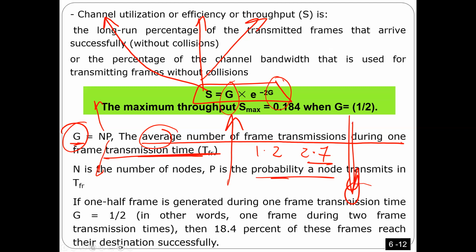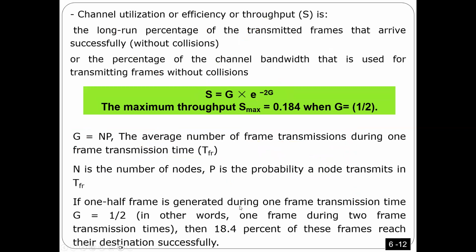Again, you can understand G as the load, how much data is transmitted. I'm going to measure the load, or how much data the nodes are transmitting, by calculating the average number of transmissions during this time. And this depends on two things, not only one. Number one, how many computers you have. The more computers you have, the more G, and the more transmission you can have.